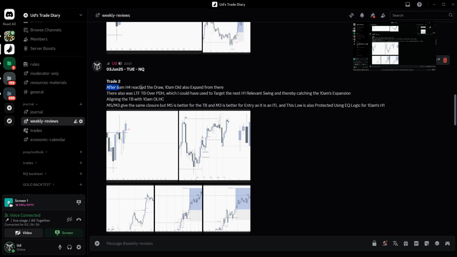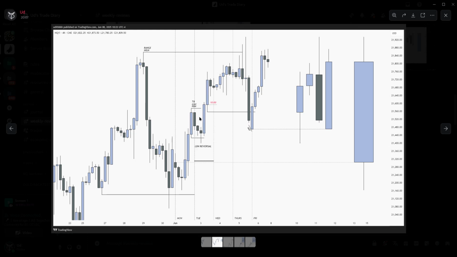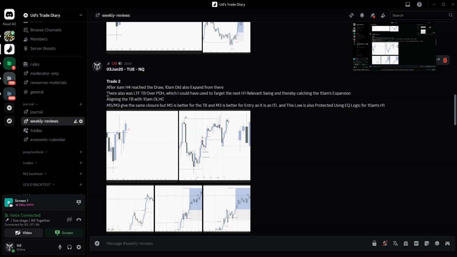Trade to after 6 a.m. H4 reached the draw. 10 a.m. also expanded, correct? 6 a.m. reaches the draw. 10 a.m. also expands. There was lower time frame true breakout over previous day high, which I could have used to target the next H1 relevant swing and thereby catching 10 a.m.'s expansion.